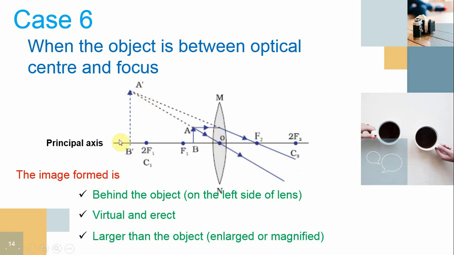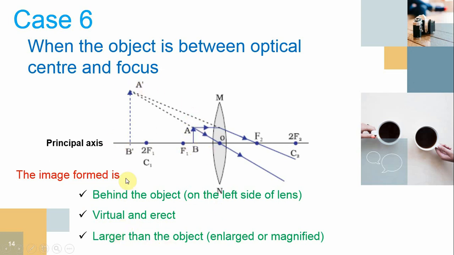We get the virtual images. So the image is formed on the left side of the lens. Here the image is formed above the principal axis. The nature of the image will be virtual and erect, and the size of the image is larger than the object. This is the size of the image. This is the size of the object. So the size of the image will be larger than the size of the object.